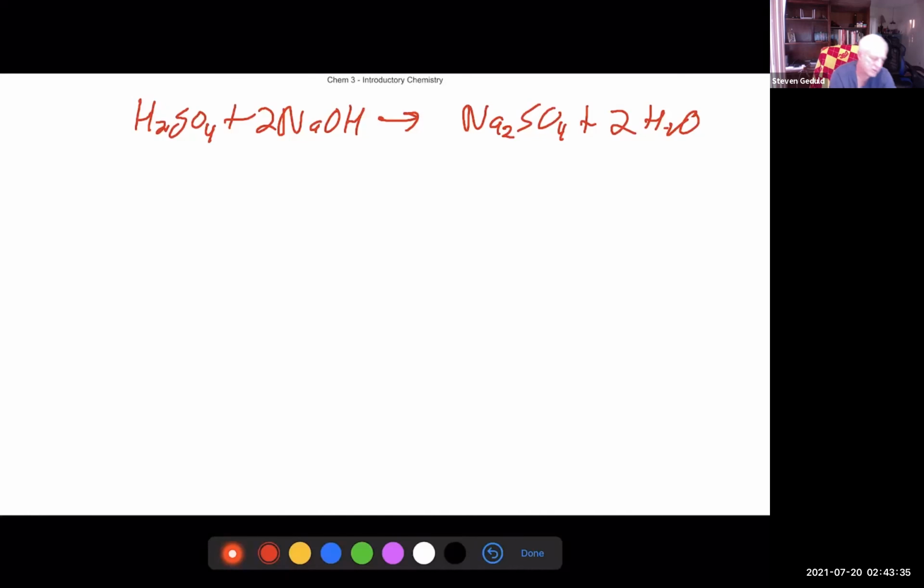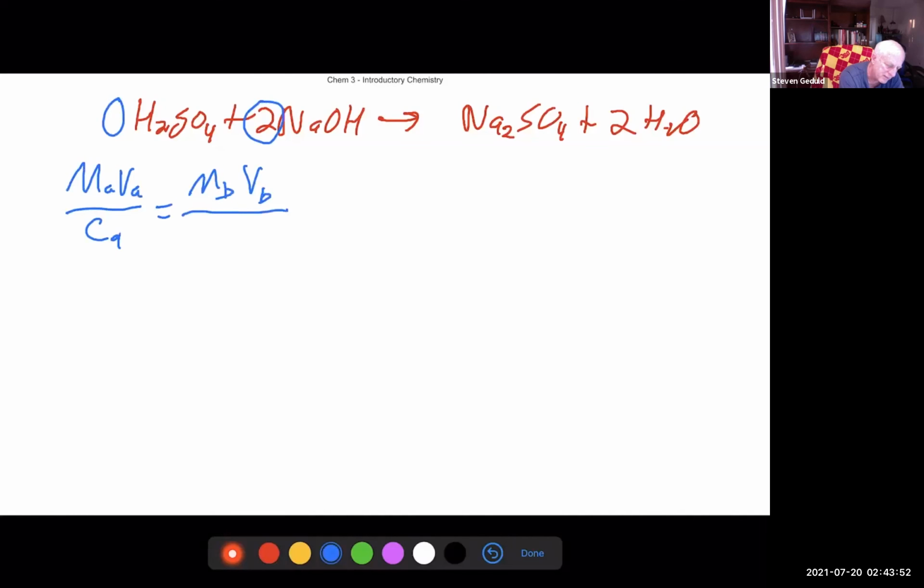So you notice we have different coefficients in our equation. The molarity of the acid times the volume of the acid, divided by the coefficient of the acid, equals the molarity of the base times the volume of the base, divided by the coefficient of the base. So there's our equation. We just have to figure out what we're looking for.